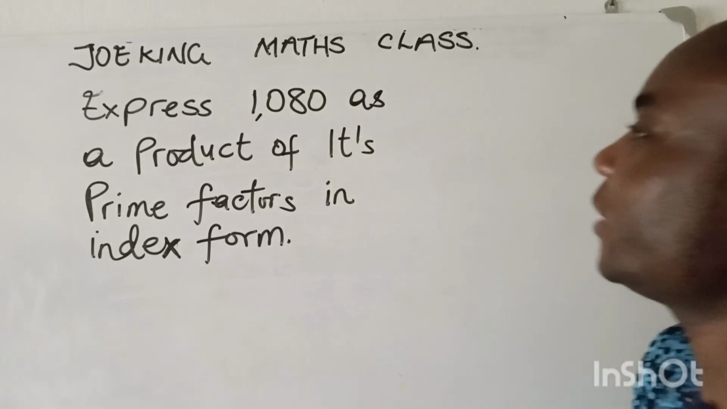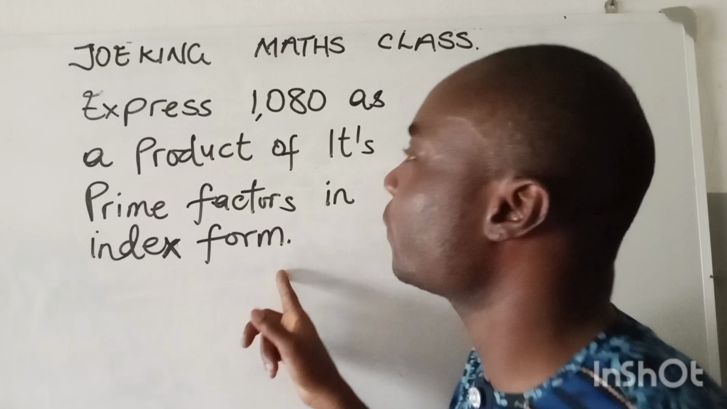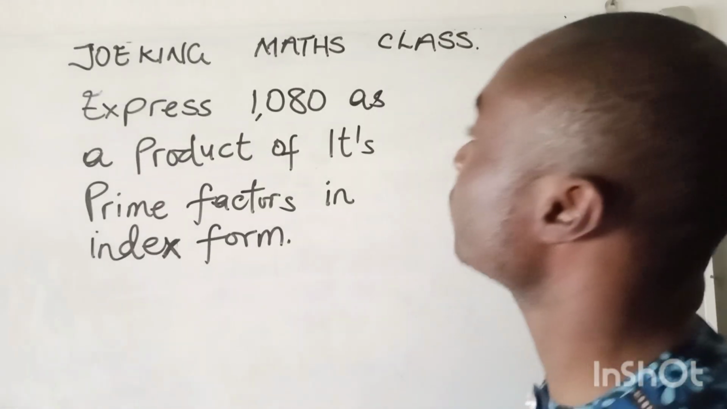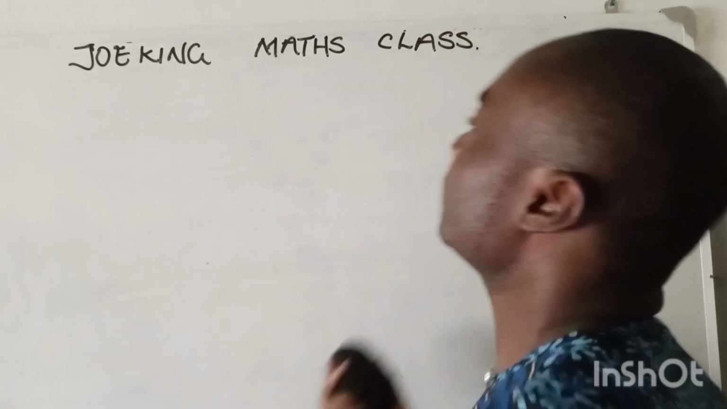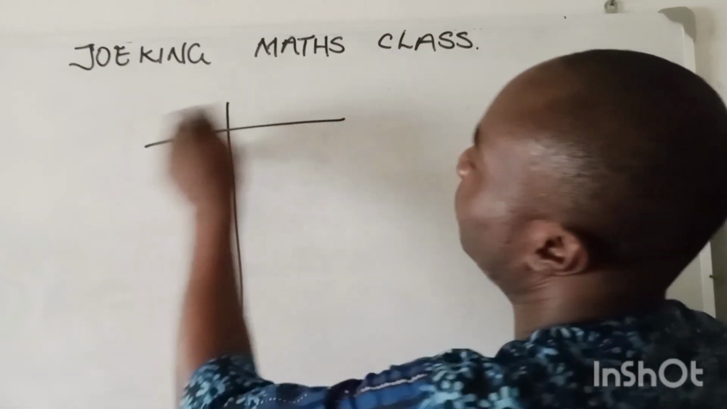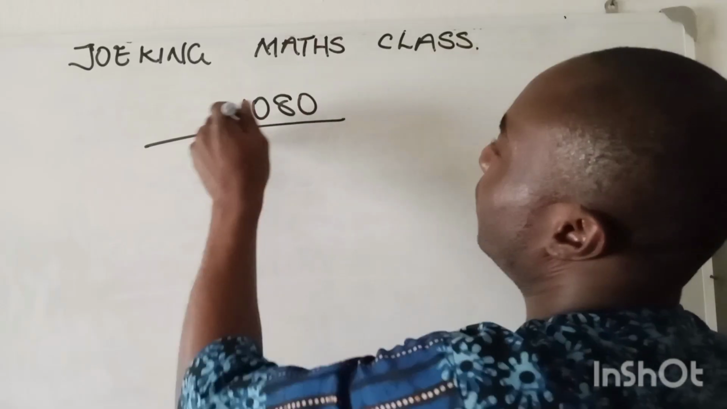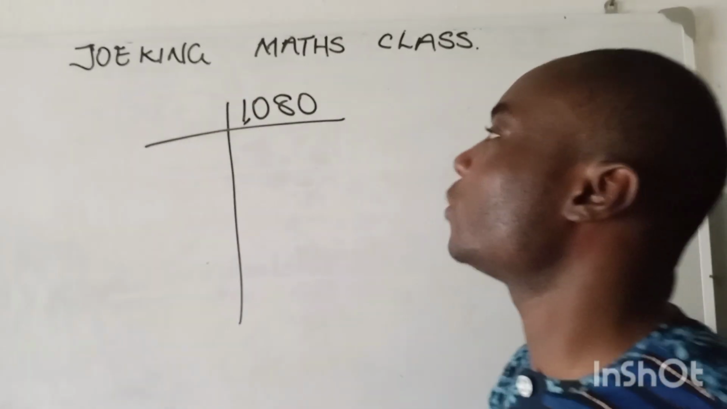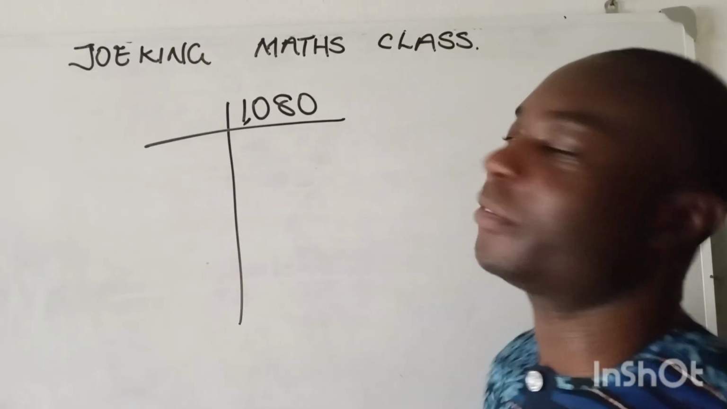Express 1080 as a product of its prime factors in index form. So in order to answer this question easily, all we need to do is have a table for us to express 1080 as a product of its prime factors in index form. We write out our 1080. Then we ask ourselves what's the lowest prime number that can be used to reduce or divide this big number.